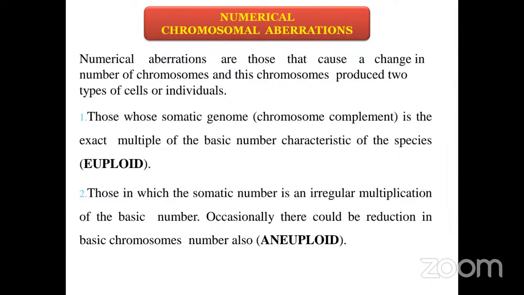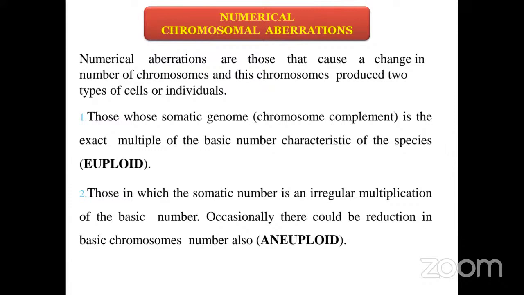Now we can look at the numerical chromosome aberrations. What structural chromosome aberrations have we seen? We have seen deletion, duplication, inversion, and translocation. That was relevant to the structure of the chromosome: deletion of a segment, duplication of a segment, or translocation of a segment. But right now we will look at the numerical chromosome aberrations.